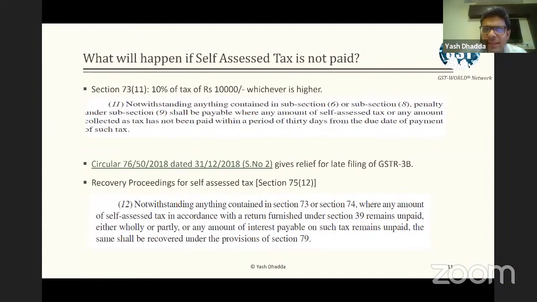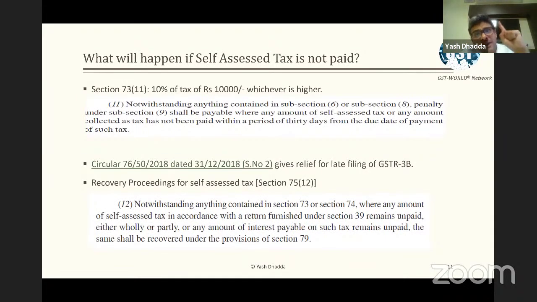We have Section 73 subsection 11, where it says that a penalty can be levied on you if you have not paid your self-assessed tax within a period of 30 days from the due date of such tax. And 73(11) says that in that case, 10% of the tax or 10,000 rupees, whichever is higher, of your self-assessed tax is the penalty that can be levied under Section 73 subsection 11.